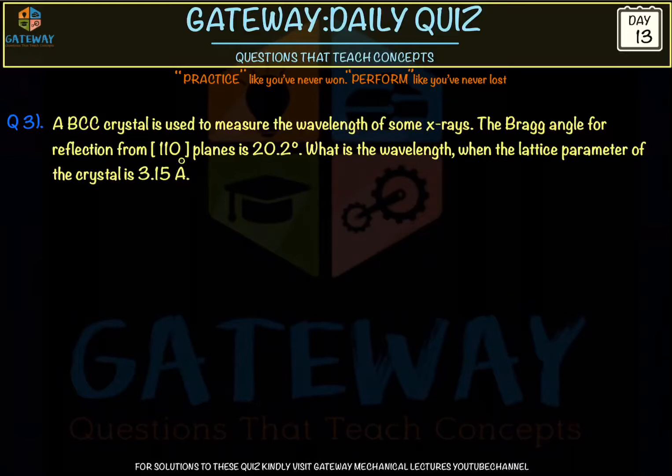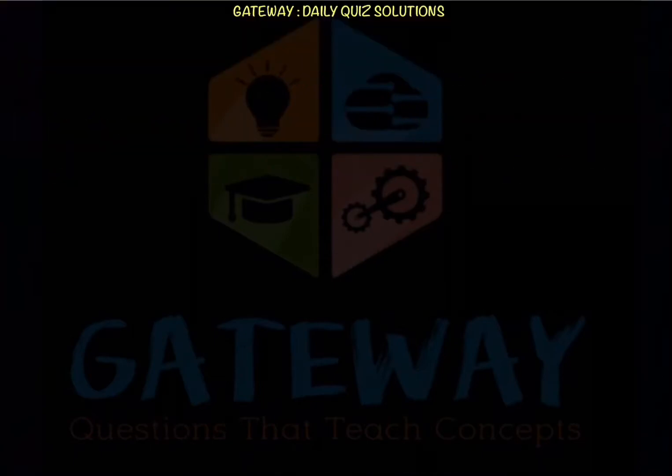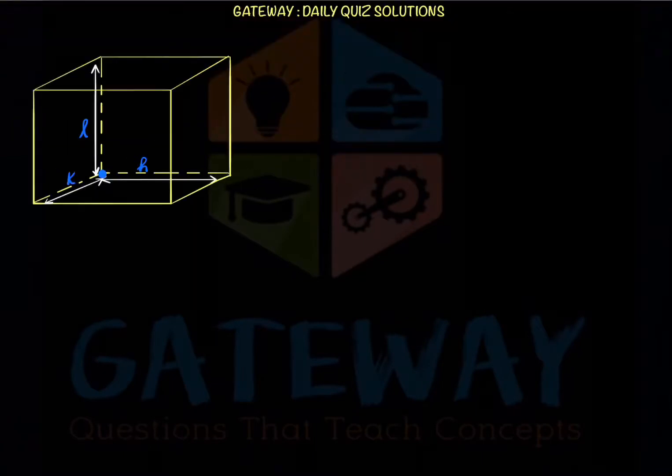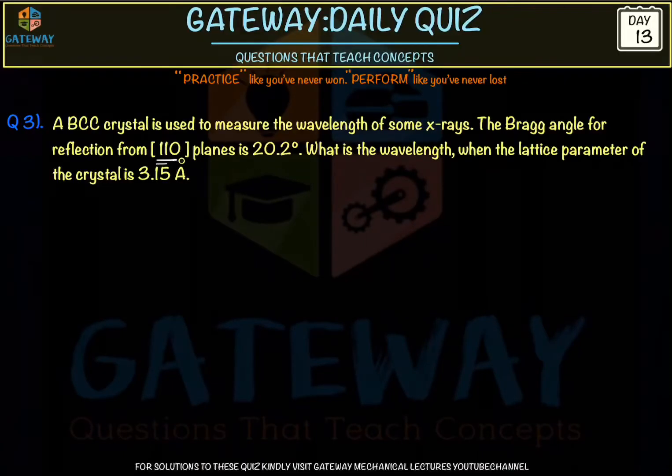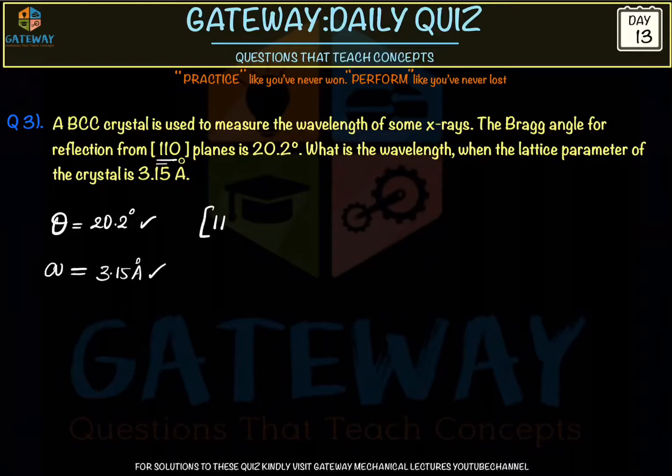So a BCC crystal is used to measure the wavelength of some X-rays. The Bragg angle for the reflection of the 100 plane. We already discussed the 100 plane in our previous case of BCC, in our first question, you can look over there. The 110 plane, here also we will take, and the given angle is theta equal to 20.2 degrees. What is the wavelength when the lattice parameter of the crystal, generally denoted by a, is given as 3.15 angstrom units? You know one angstrom unit is equal to 10 power minus 10 meters. In that way you can take all the calculation. Theta was given in the question, a was given, and also the plane was given as 110.